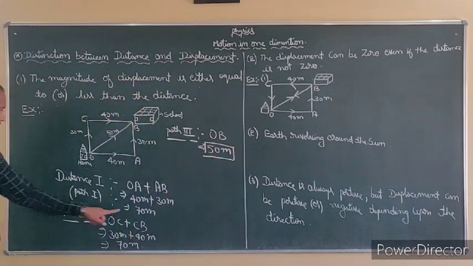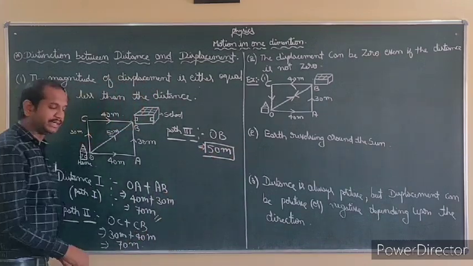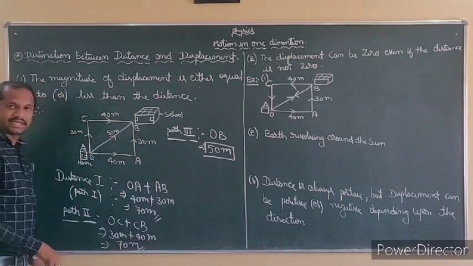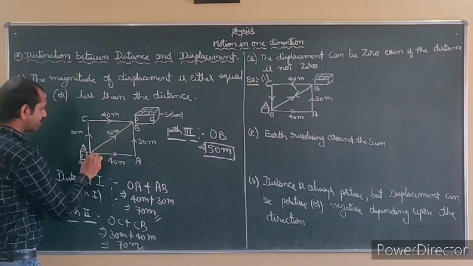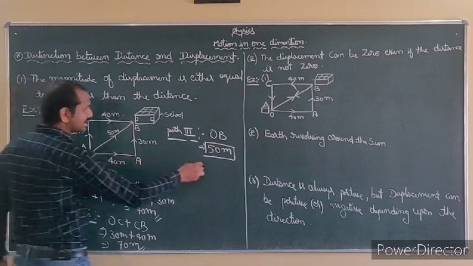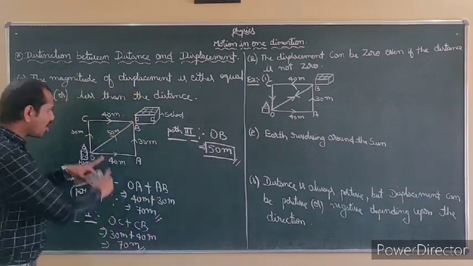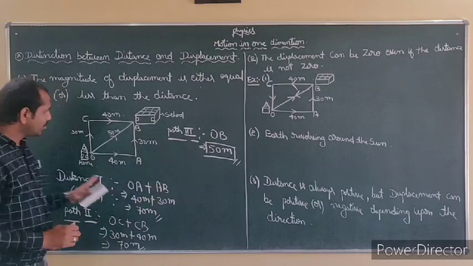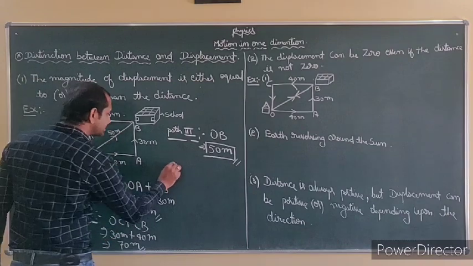So from path 1 we came to know the distance is 70 meter. And the second path is also 70 meter. And the third path I have traveled is directly from O to B. That is 50 meter. All these three are distances. Now in this situation, what will be the displacement?